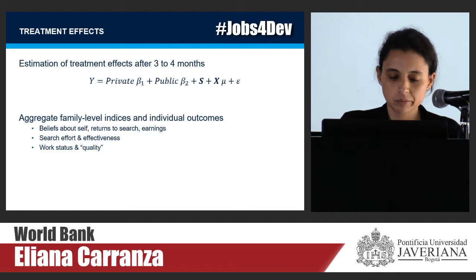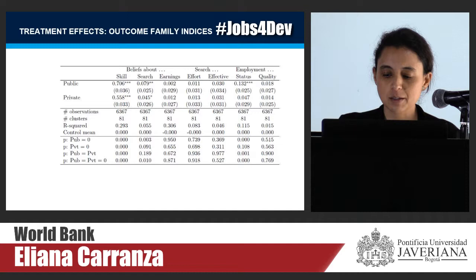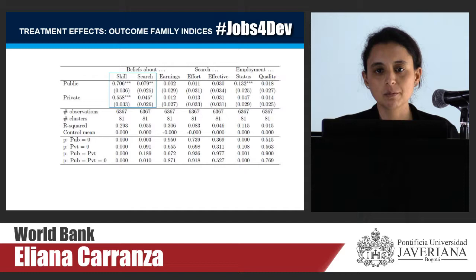So in this table, I am reporting effects on 7 outcome family indices expressed in standard deviations. What we observe is that both treatments are increasing the accuracy of job seekers' beliefs about their own skills, and that effects are large. Something that I don't report here is that they also update their beliefs about their perceived returns to job search, but effects are smaller than the ones that we observe on the perceptions that they have of their own skills.